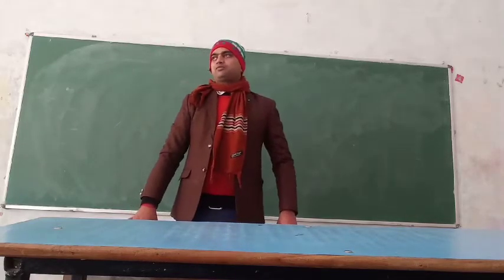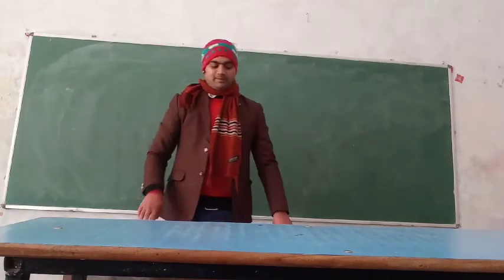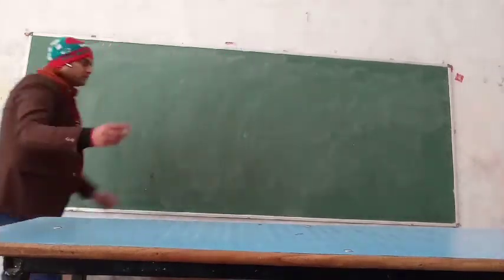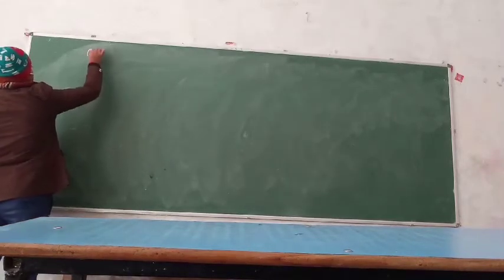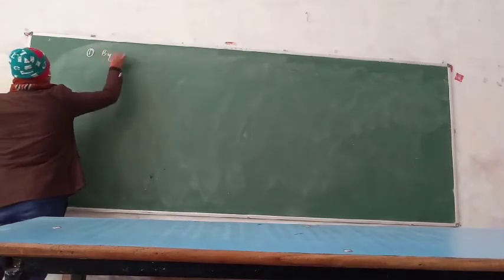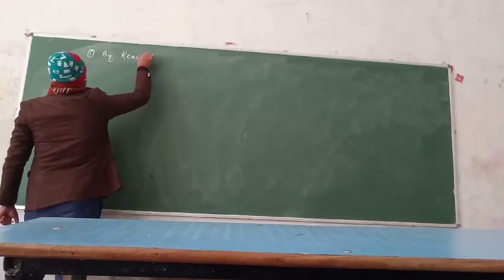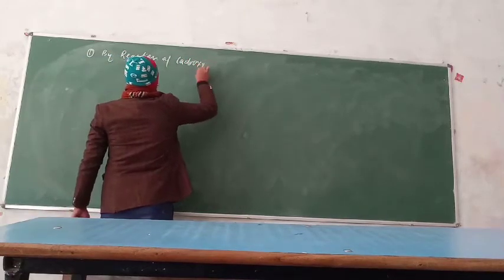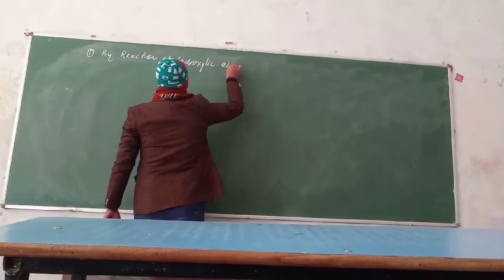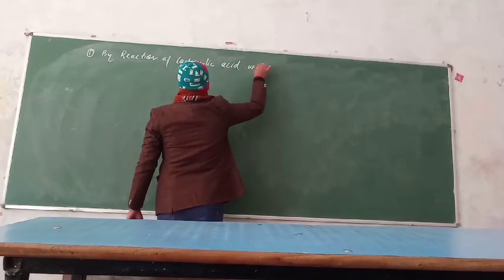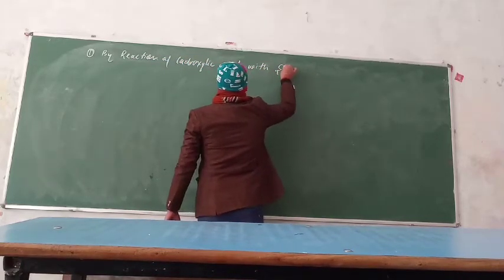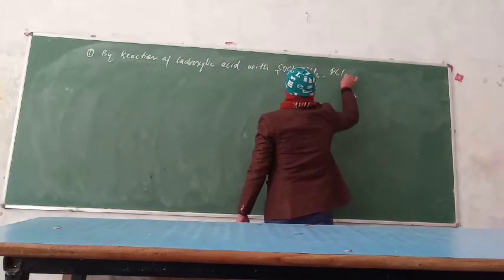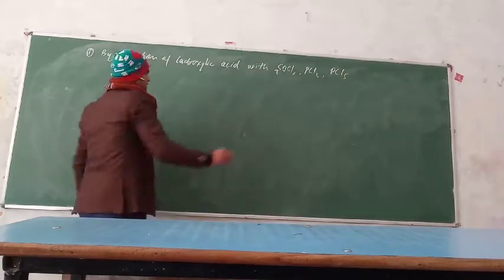Students, today we will talk about some special reactions of the carboxylic acid. So let me explain the reactions. The first reaction is the reaction of carboxylic acid with SOCl2, that is thionyl chloride, PCl3 and PCl5. Clear?